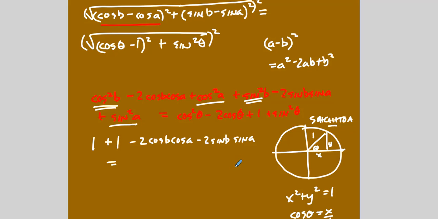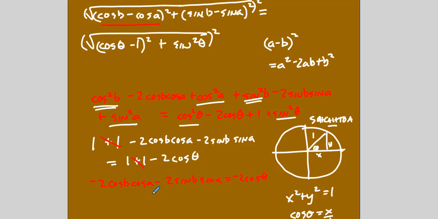So now we have this. That's going to make the right side: notice this and this is just 1. Then I have a plus 1 here, minus 2 cosine theta. Now notice that I have 2 over here, 2 over here. They will cancel out. So I'm now left with negative 2 cosine B cosine A minus 2 sine B sine A, and that equals negative 2 cosine theta.